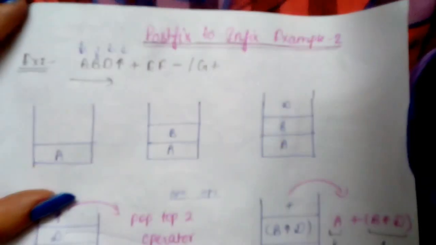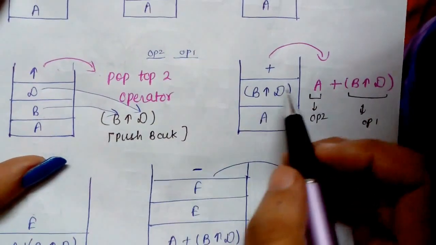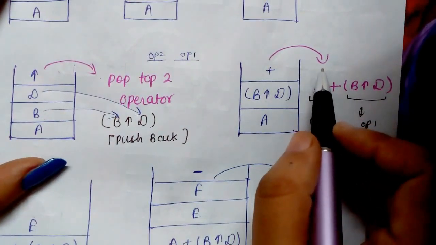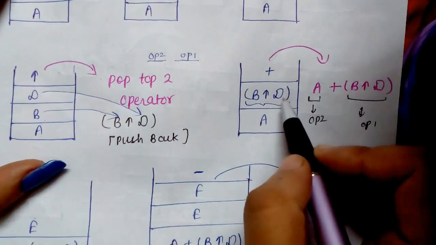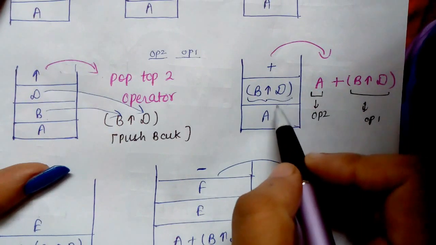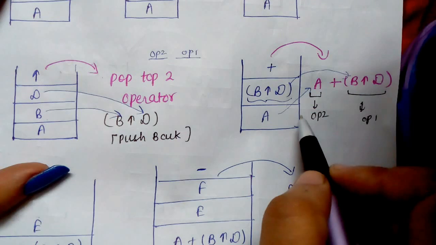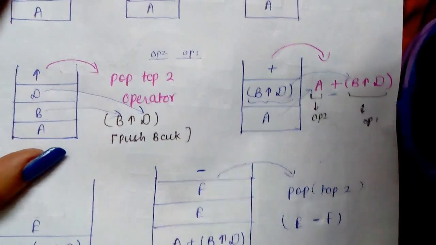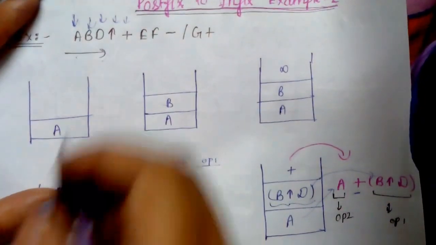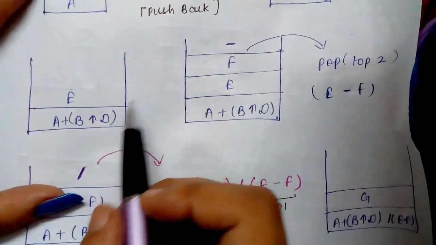After that, what is coming? The plus sign is coming. When the plus sign comes, we will pop the top two operands. Now this result will act like an operand. This is operand number 1, so it will go here, and this is operand number 2. In between we will place the operator, the plus sign. Now E will come, so we will push E into the stack.